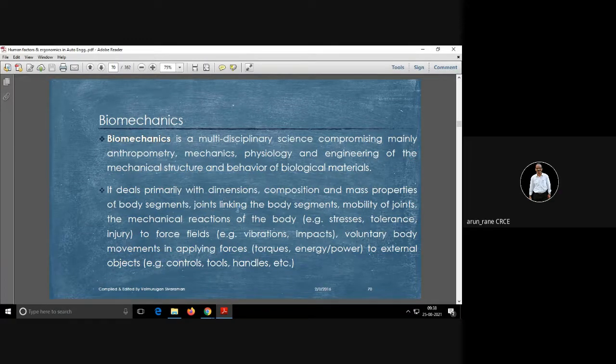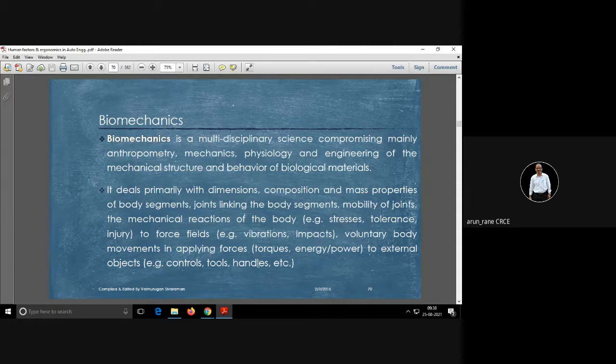Then the joints linking the body segments, mobility of joints, the mechanical reactions of the body. So this is related to your biomechanics, right? Stresses, how to measure the stresses. And remember, stress measurement instruments are also there, because there will be hormonal changes when a particular human body is stressed. So you can measure the hormonal changes and you can measure the stresses.